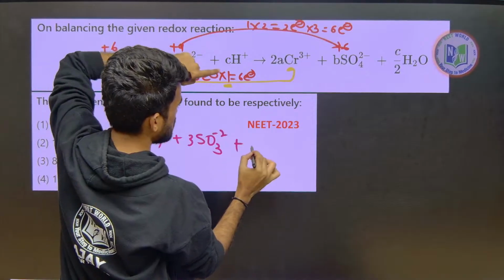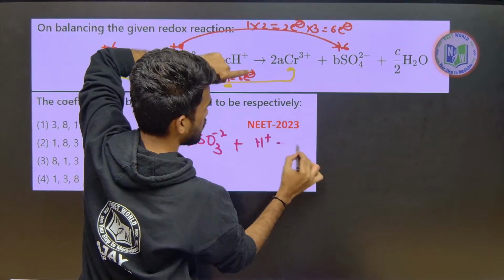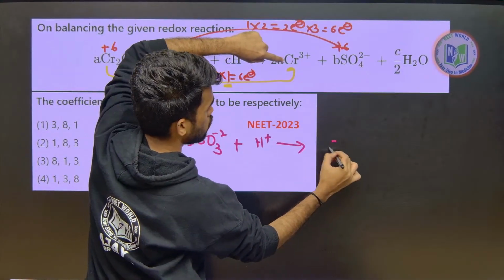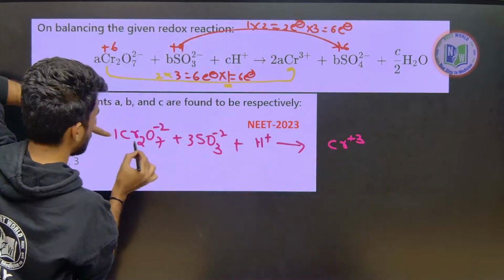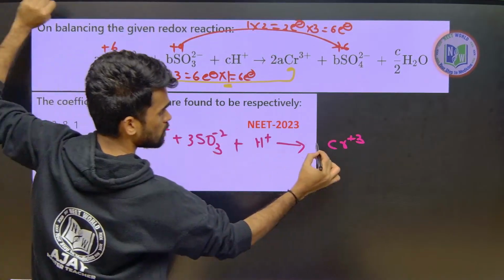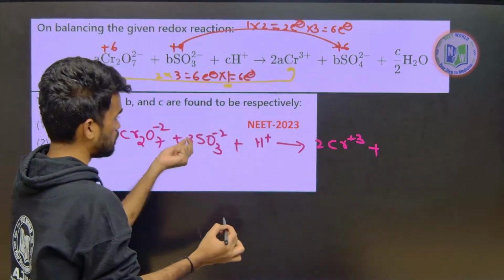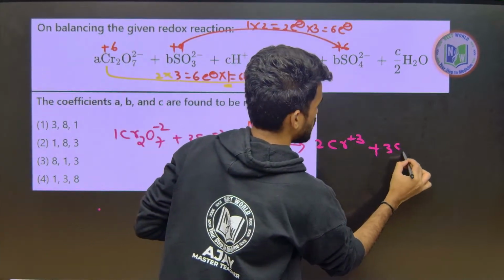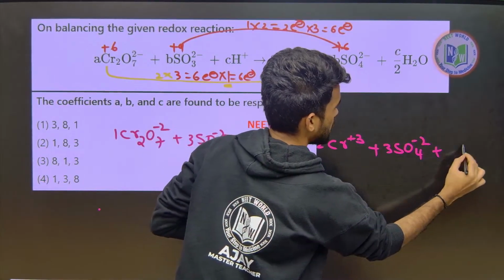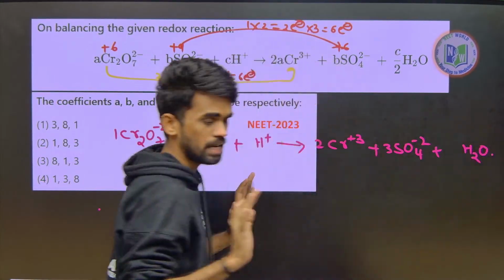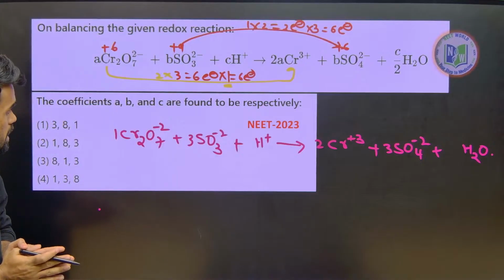Then next, H plus ion as it is you can write, giving what? It is giving chromium plus 3. We multiplied chromium with 1, so 1 into 2, it will be 2 chromiums here. Hope it is clear up to here. Then next, we multiplied here by 3, so write 3 sulfate ions plus H2O. Up to here it is clear, right? Now look once again, is there any confusion here? No.